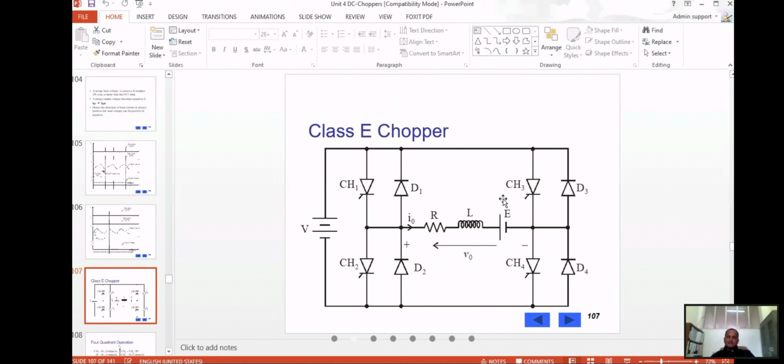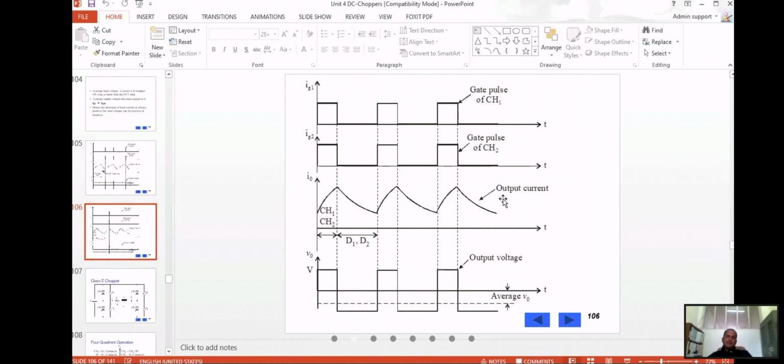So this is another type of chopper, which is known as the class E chopper. If you see here, four SCRs are used: CH1, CH2, CH3 and CH4. Okay, before going to the class E chopper, do you have any doubt till now?